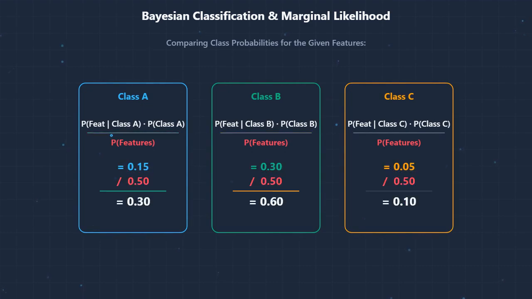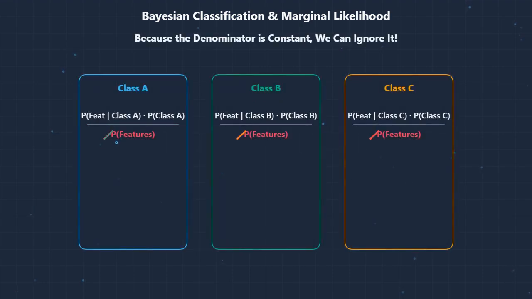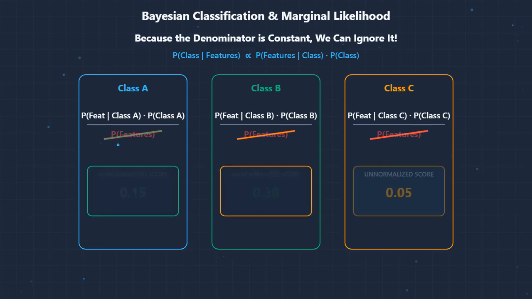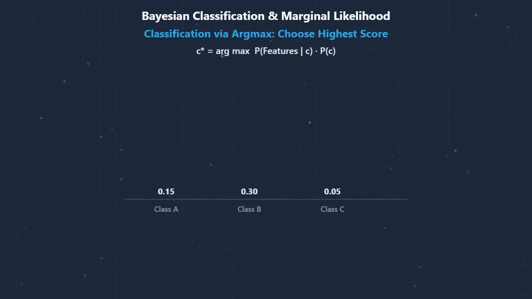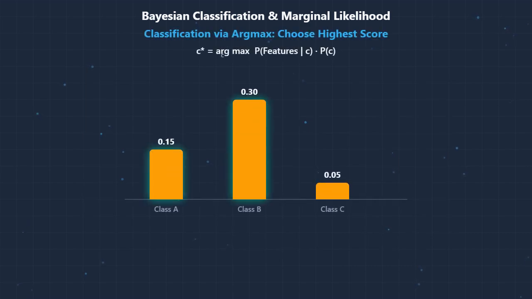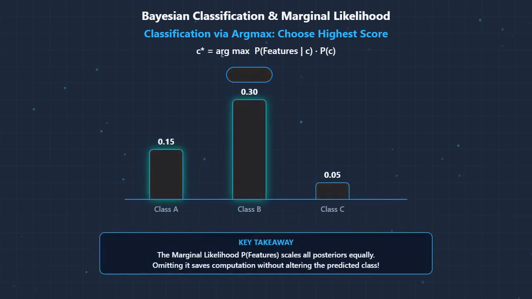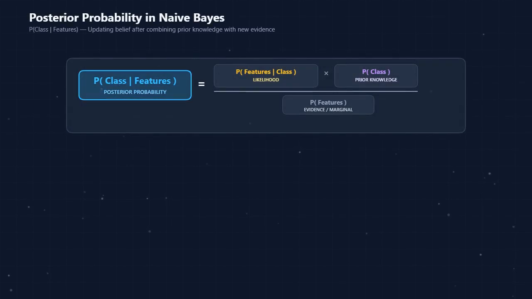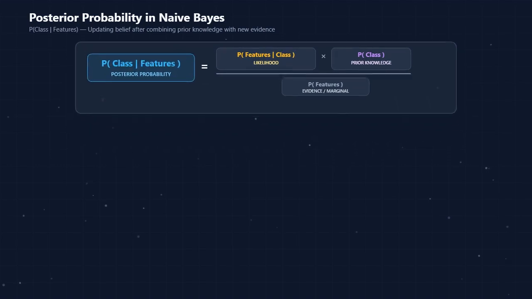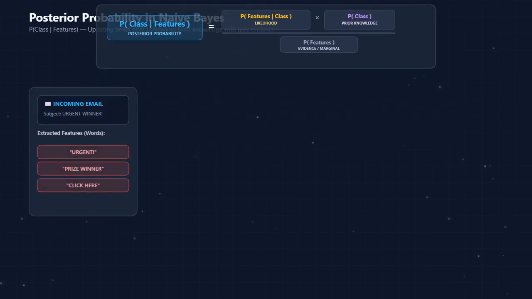In practice, when we are comparing different classes to see which one is more likely, the denominator remains exactly the same for all classes. Because it is a constant scaling factor, we can actually ignore it during the classification step. We simply calculate the numerator for each class and choose the one that yields the highest value. The final output of our calculation is the posterior probability, P of class given features. This is our updated belief after combining our prior knowledge with the new evidence.